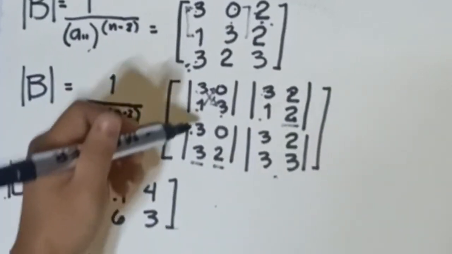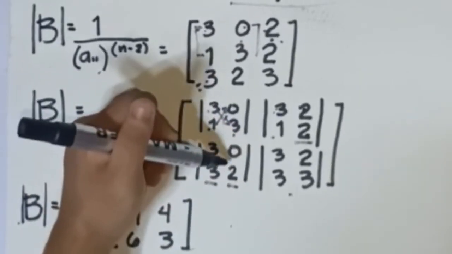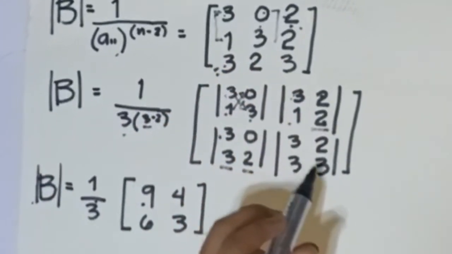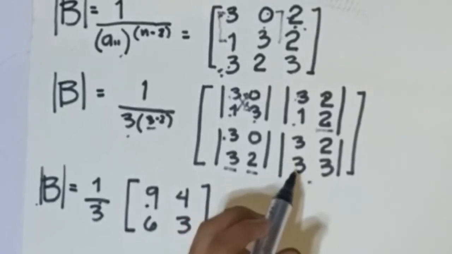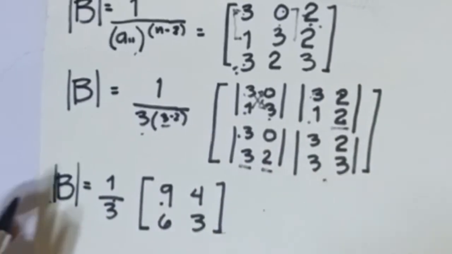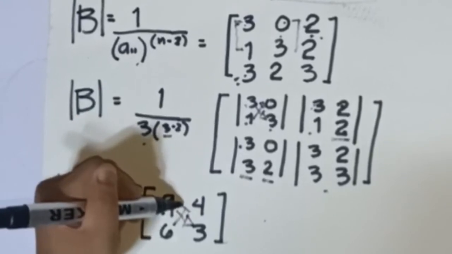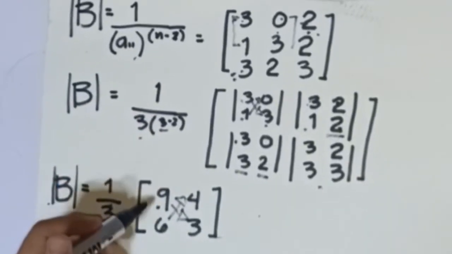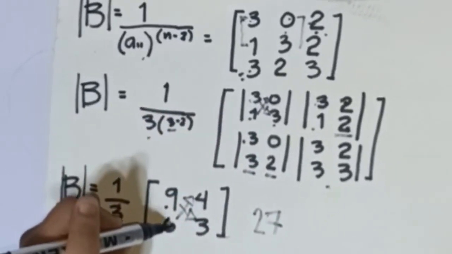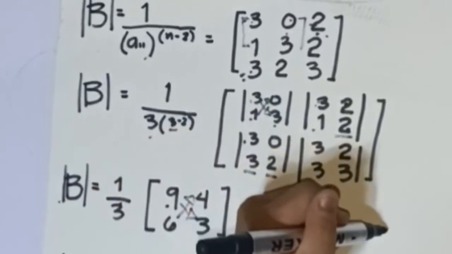So in the third, 3 multiplied by 2 is equal to 6, 3 multiplied by 0 is equal to 0. So 6 minus 0 is equal to 6. So here, 3 multiplied by 3 is equal to 9, minus 3 multiplied by 2 is equal to 6. 9 minus 6 is equal to 3. So to get the determinant of B, we will repeat the same process here. We will cross multiply the 2 and then we will subtract each product. So 9 times 3 is equal to 27, minus the product of 6 times 4 is equal to 24. 27 minus 24 is equal to 3.